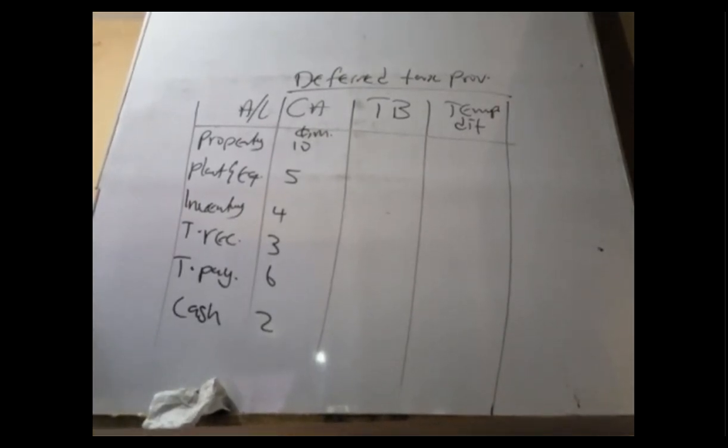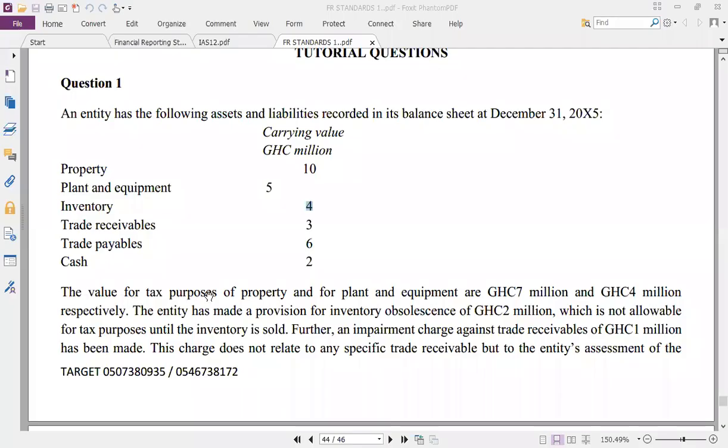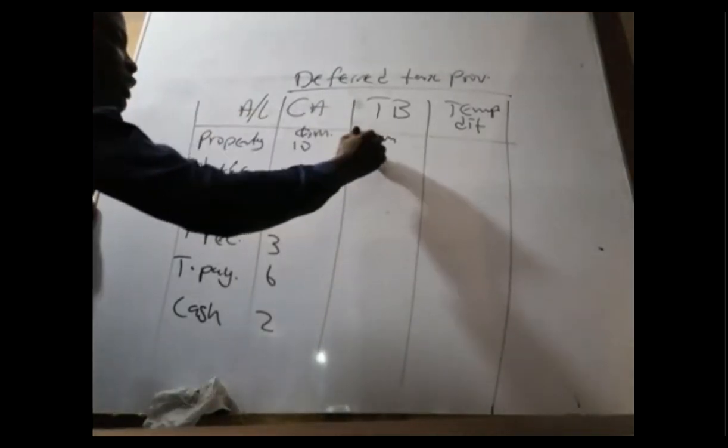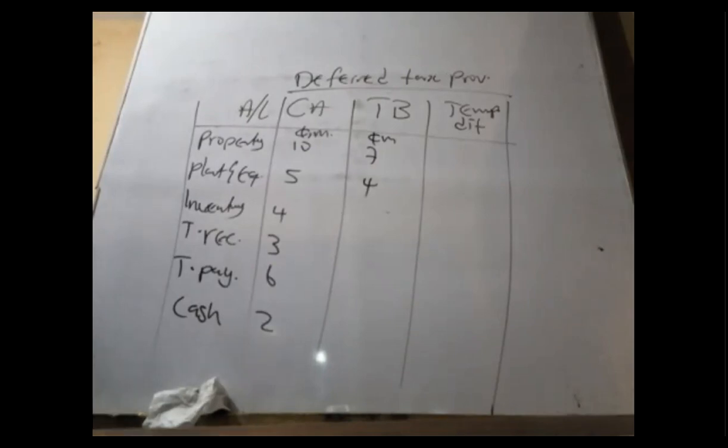That is all. Now let's go to the footnote to look for the tax base of these items. Now they said the value for tax purposes of property and plant and equipment are 7 and 4. So property is 7, equipment is 4. So 7 and 4, let's go and put them in. Million, 7 and 4. Let's continue.